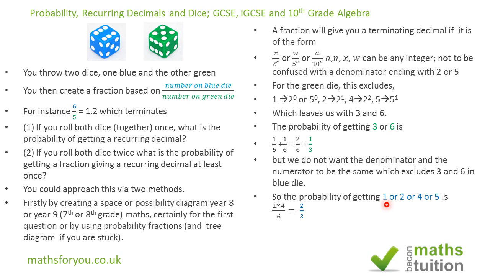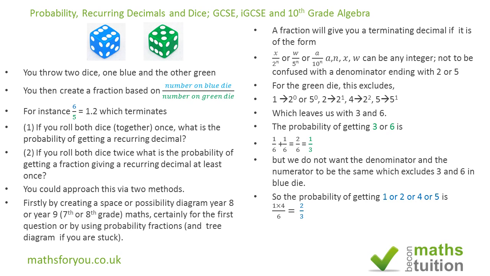The probability of getting a 1 is 1 over 6. 2 is 1 over 6, 4 is 1 over 6, 5 is 1 over 6. So the probability of getting 1 or 2 or 4 or 5 is 1 over 6 times 4, and that gives us 2 over 3.